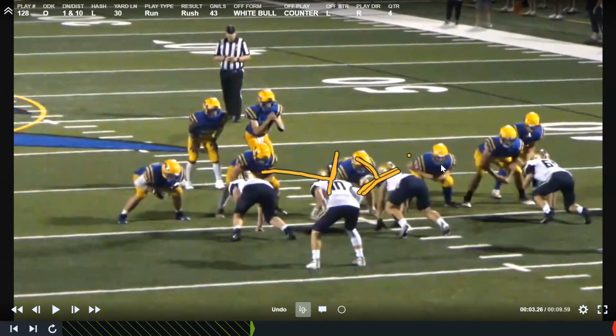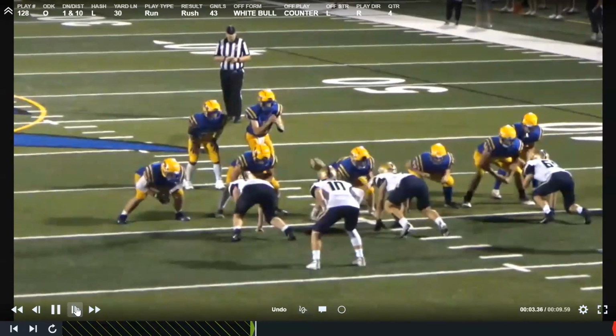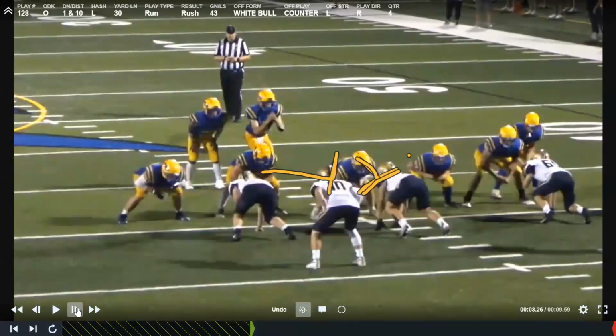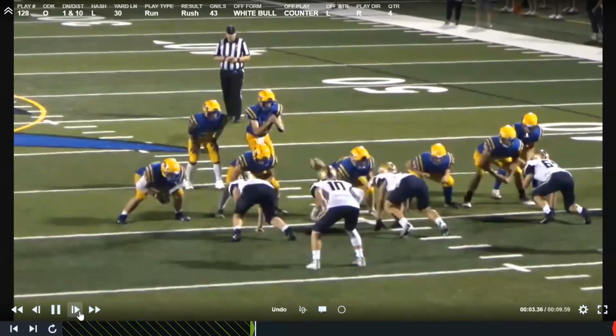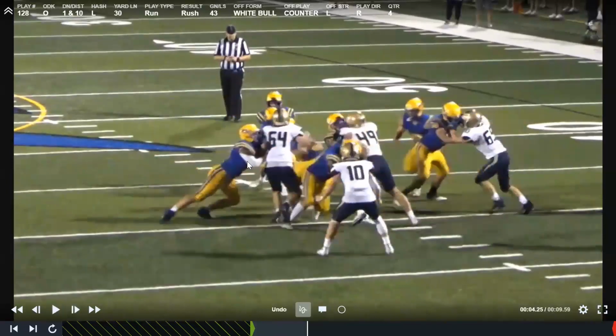Okay, so we'll see what happens on the front side. Okay, our tackle steps down, gets the head on the near number, and is trying to drive the guy laterally away from where the play is.